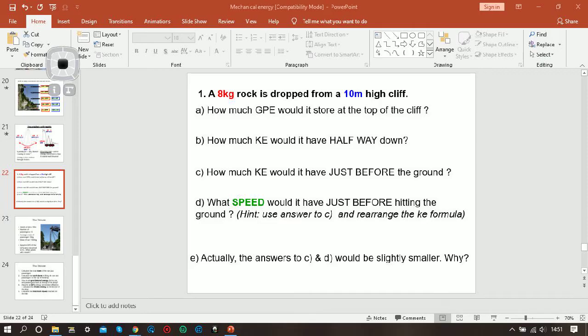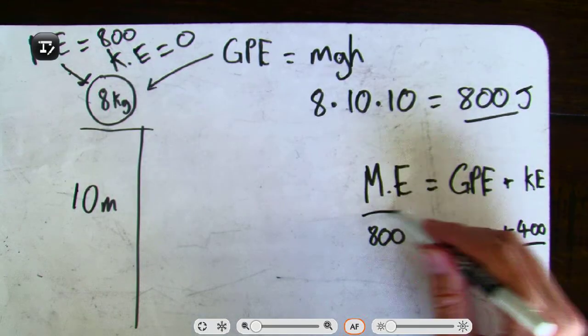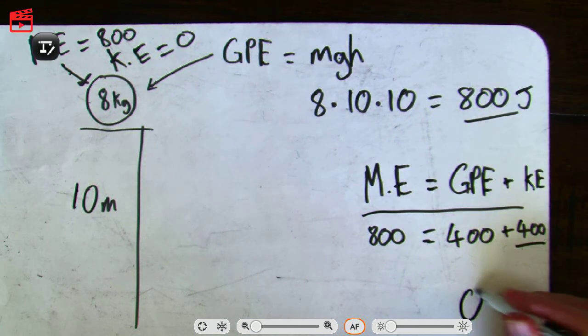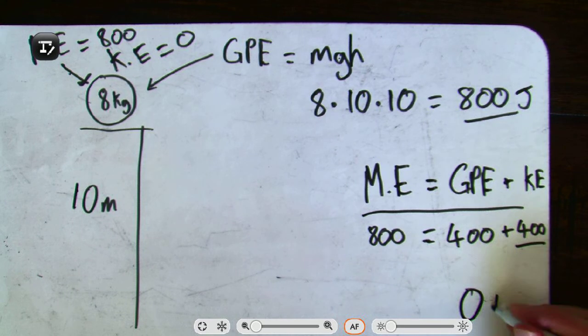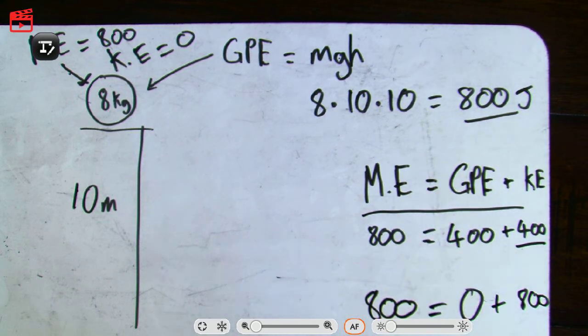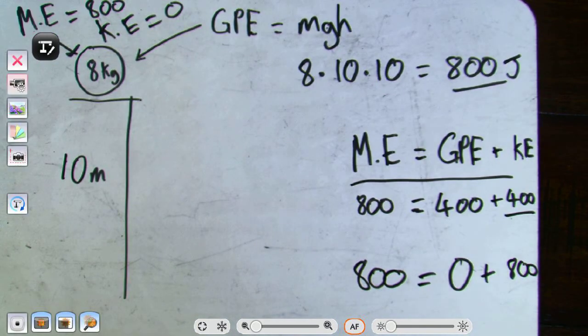Okay, next question. How much kinetic energy would it have just before it hits the ground? Well, this time, if I go back to my equation, this would be 0, right? GPE would be 0 just before it hits the ground, so that must mean that kinetic energy has become 800. So my kinetic energy just before it hits the ground would be 800 joules.